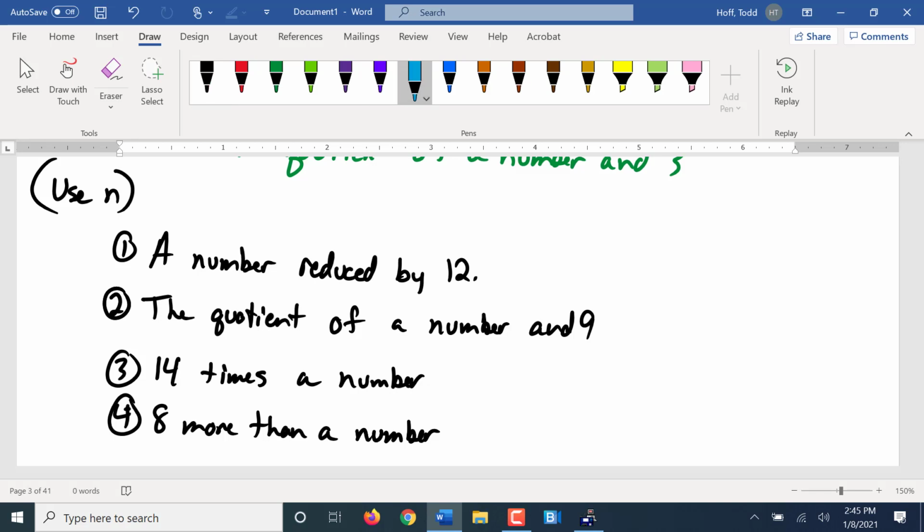So a number reduced by 12, what does that represent? N minus 12, good. Quotient of a number and 9? Careful. N over 9. Or N divided by 9. 14 times a number? 14N, or 14 times N. And 8 more than a number? 8 plus N, or N plus 8.